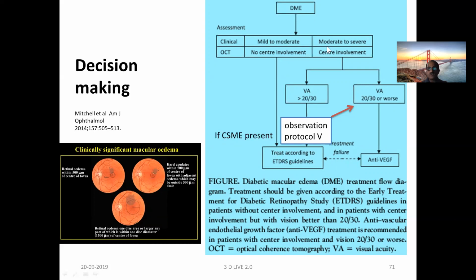Now, suppose OCT shows that the center is involved. Now you classify further into whether the vision is better than 6/9 or 6/9 or worse. If it is better than 6/9, then better to observe till it worsens, or it improves spontaneously if he controls blood pressure and sugar. Suppose it is 6/9 or worse, then anti-VEGF treatment is the best. You start anti-VEGF treatment.